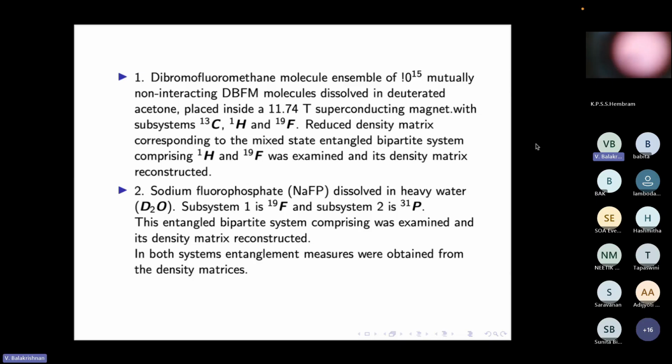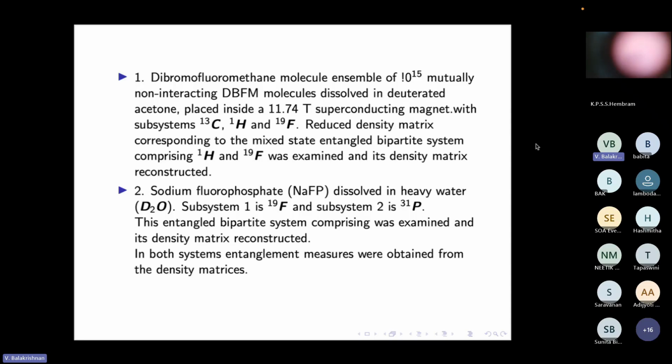Dibromofluoromethane molecule, an ensemble of 10 to the 15 mutually non-interacting molecules dissolved in deuterated acetone and placed inside a superconducting magnet. The subsystems were carbon, hydrogen, and fluorine. Now, what the experimenters looked at was a reduced density matrix corresponding to the mixed state entangled bipartite system, hydrogen and fluorine. The next system that they used was sodium fluorophosphate dissolved in heavy water. The subsystem 1 here is fluorine and the subsystem 2 here is phosphorus. This is an entangled bipartite system.